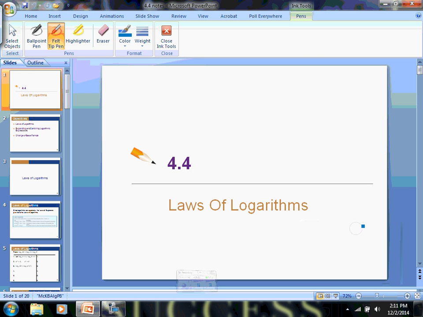Welcome to Mrs. Miller's notes for her pre-calculus class. These are the notes for section 4.4 entitled Laws of Logarithms.